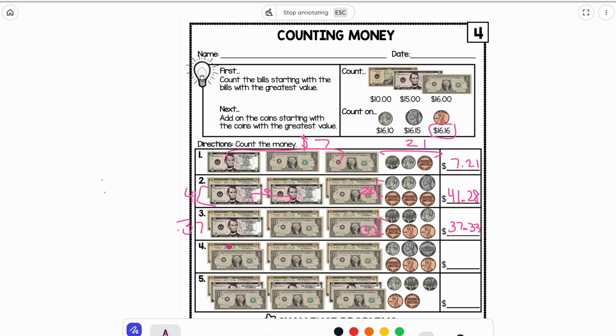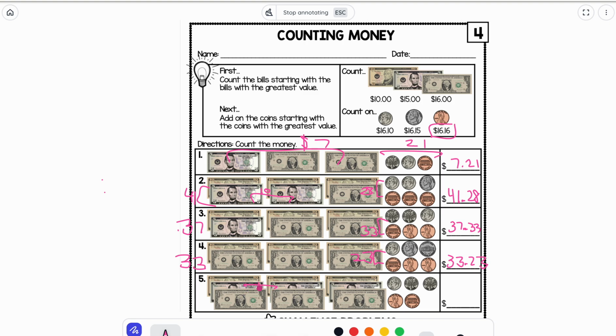Next, let's do it. No 5, so nothing we can group. 10, 20, 30, 31, 32, $33. Let's count our change. We've got a dime, 2 nickels, and a penny. Remember, 2 nickels, so we can do 10, 15, 20, or this could equal a dime. Either way, 10 cents, 15 cents, 20 cents, 21, 22, 23 cents. So we've got $33.23.